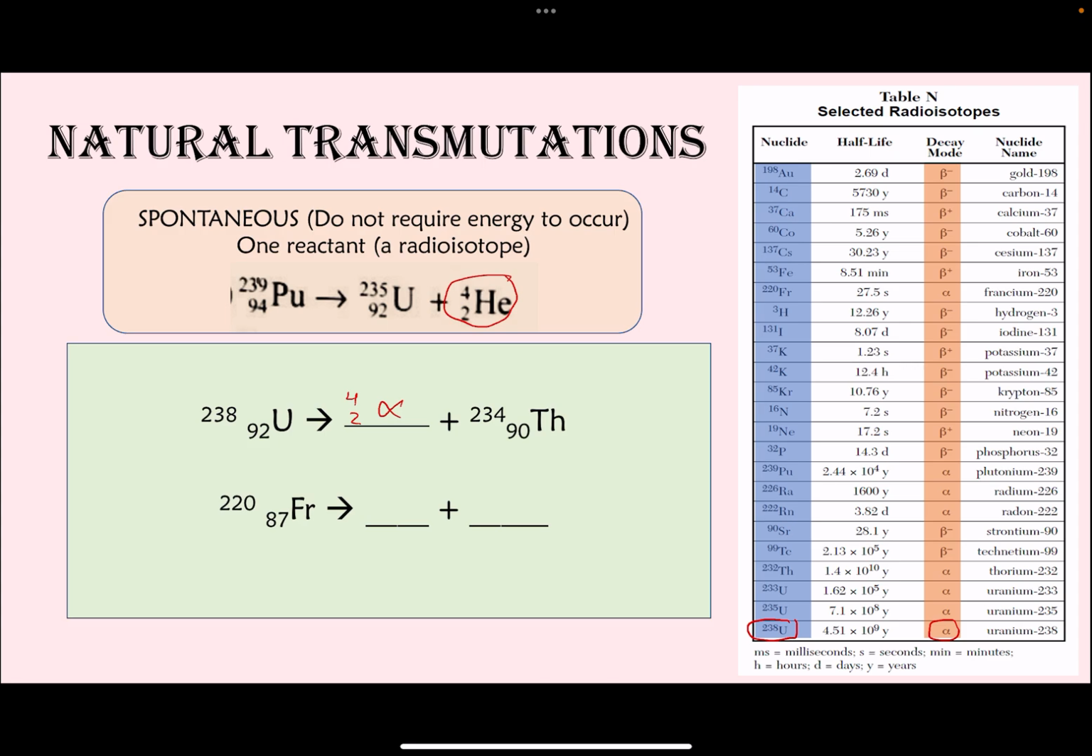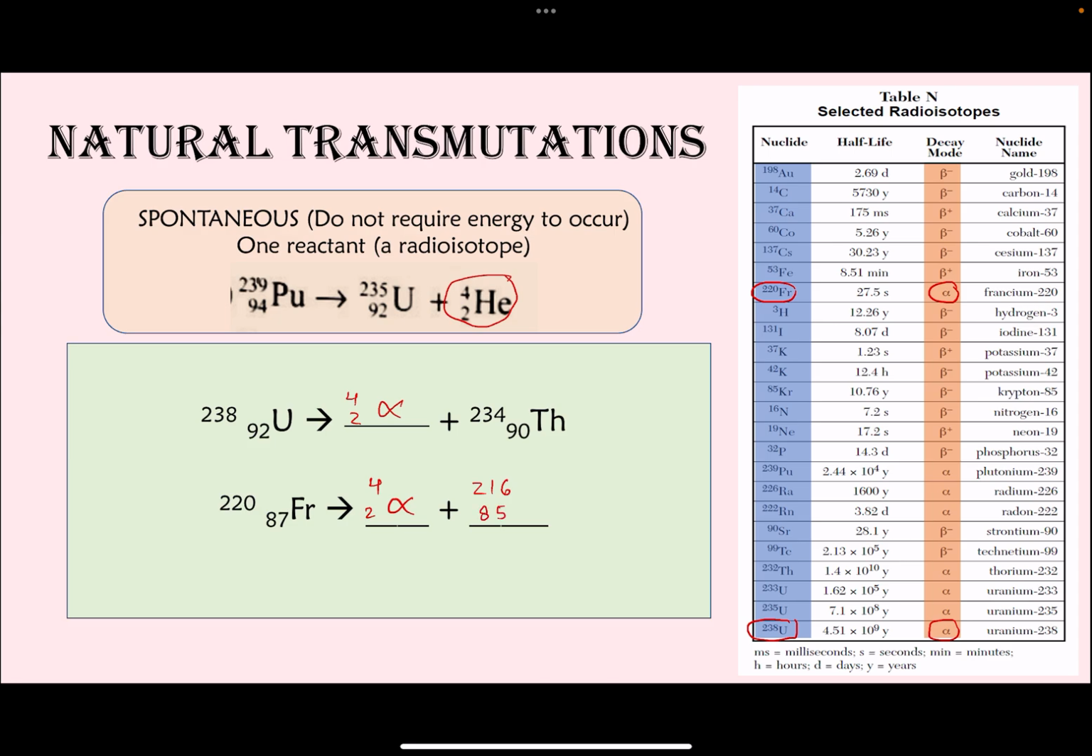Then let's look at another example. Here we have francium-220, and they did not give us either the decay particle or the radioisotope that it's converting into. So we're going to have to find francium. Francium-220 is right here, and we see that this one is emitting an alpha particle. So we can go ahead and write an alpha particle here. Then we have to figure out what it's converting into. 220 minus 4 is 216, and 87 minus 2 is 85.